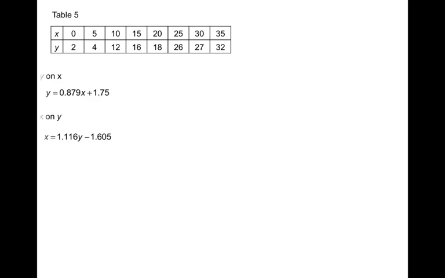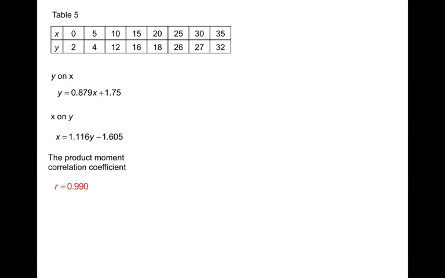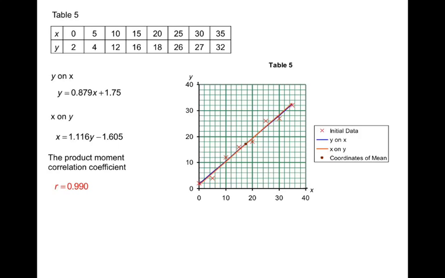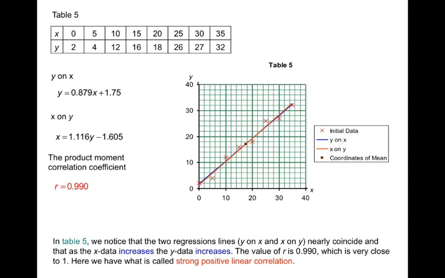Table 5, there's my data. There are my regression lines, X on Y and Y on X. We've got 0.99 as the value for R. Okay, the lines virtually coincide. In table 5, we notice that the two regression lines, Y on X and X on Y, nearly coincide, and as the X data increases, the Y data increases. The value of R is 0.990. This is what's known as strong positive linear correlation.